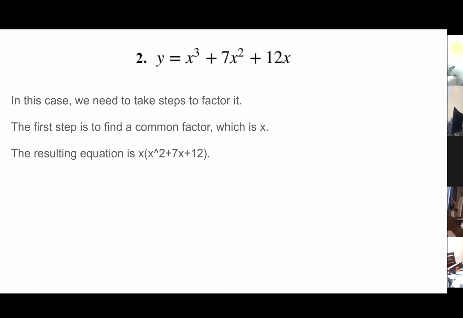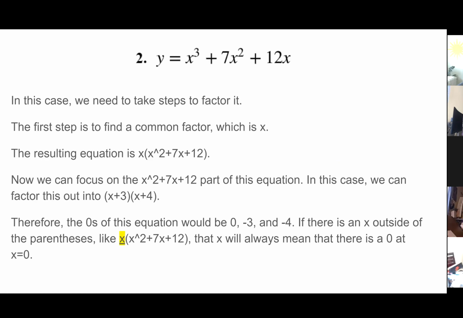This one is a little bit harder. In this case, we need to take steps to factor it. So the first step is to find a common factor, and in this case, it will be x. So we get the resulting equation, which is x, open parentheses, x to the power of 2 plus 7x plus 12.